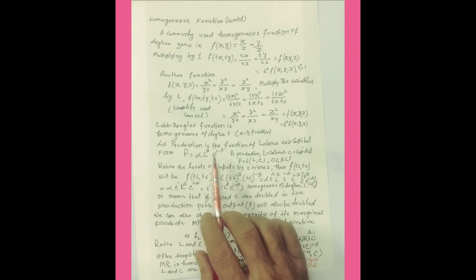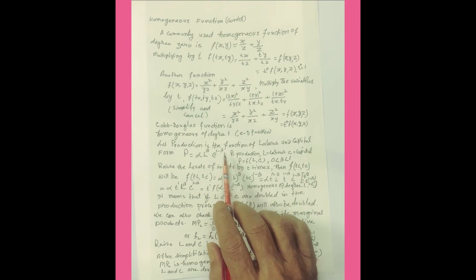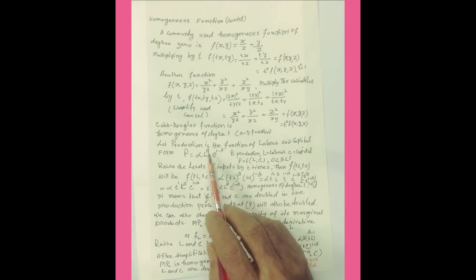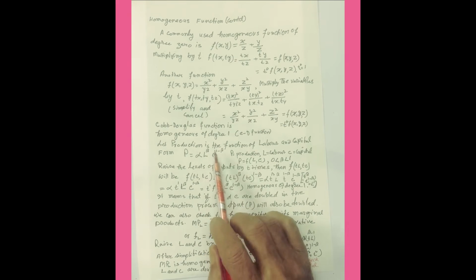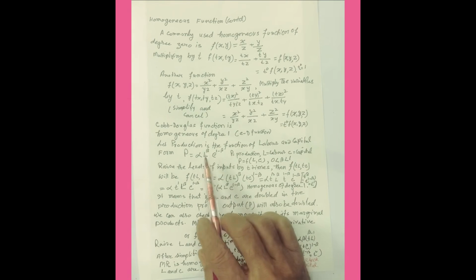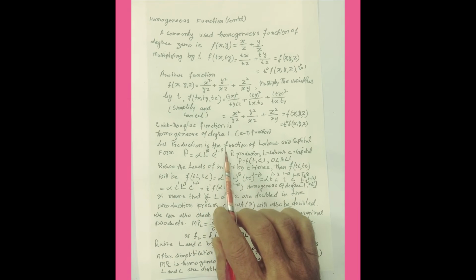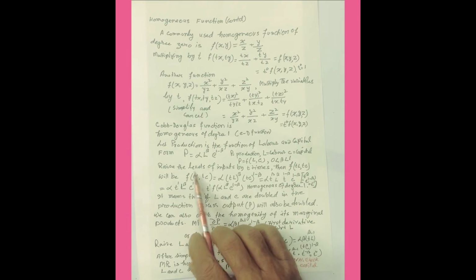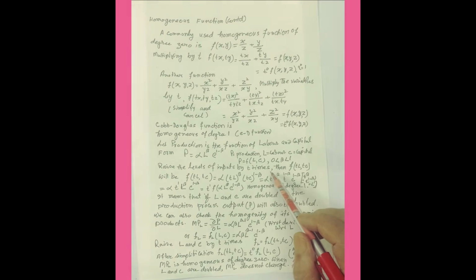And the sum of the powers, here it is beta, here it is 1 minus beta, the sum of the powers is 1. And in a power function, the power is the elasticity itself. In other functions it is not, but in a power function the power is the elasticity itself. So the sum of the elasticities is equal to 1. Okay.